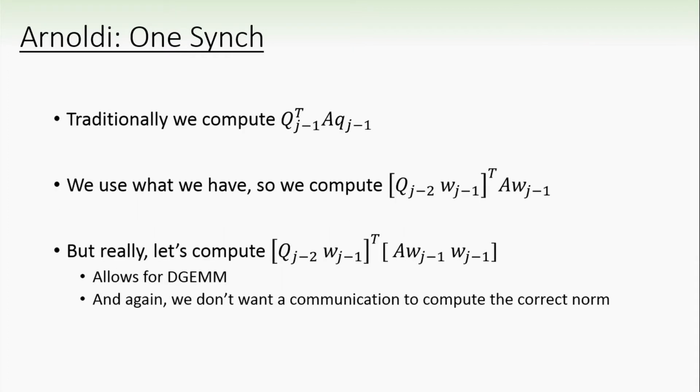Traditionally, again, we compute Q^T A Q, but we do what we have, which is the Q appended with this unnormalized, unprojected vector. And again, we combine all of the computations together in a GEMM operation instead to get the level 3 BLAS. We don't want to incur that extra communication to compute the right norm.